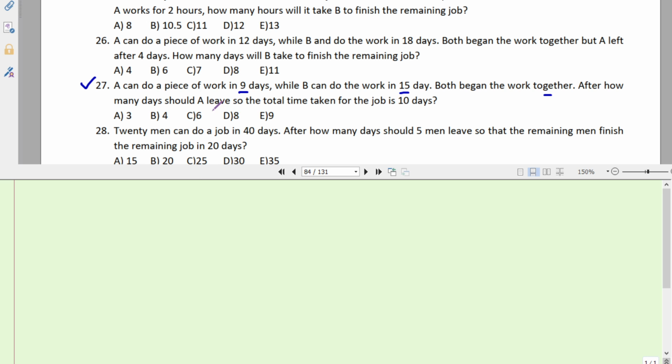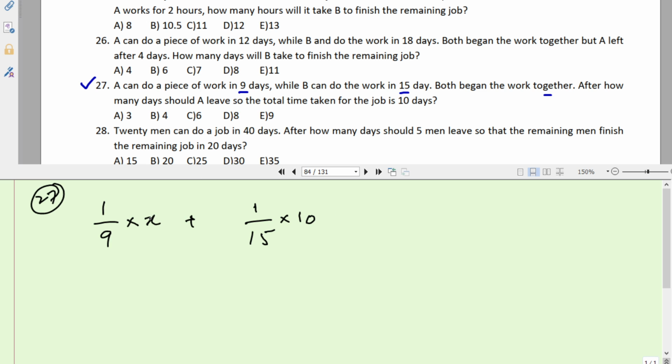It means A and B together will work for some time, then B will finish the job. So altogether B will take 10 days, but A will take some days less than 10. So first thing first, 1 over 9 plus 1 over 15. 1 over 9 is A's rate and 1 over 15 is B's rate. Now, B does the work for the whole span of time, that is 10 days. But A worked for a while and left the job. So A should take X days.